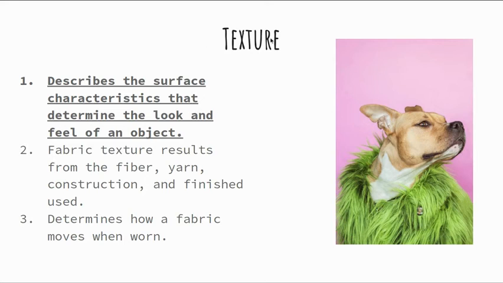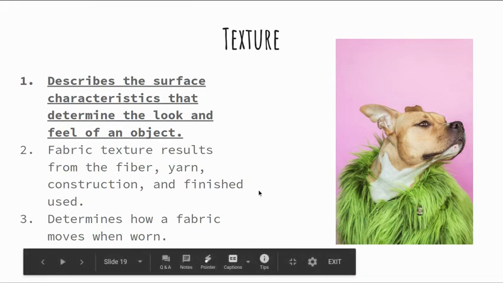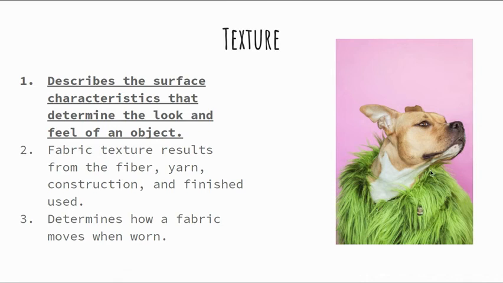We also have to keep in mind with texture that it also determines how a fabric moves when it's worn. As comfortable as this jacket may be, whether on a dog or a human, it's probably going to be pretty bulky. So it's not going to move as free flowing, and it's not really meant to. If you use lighter fabrics with lighter textures, they're going to move a little bit more freely.